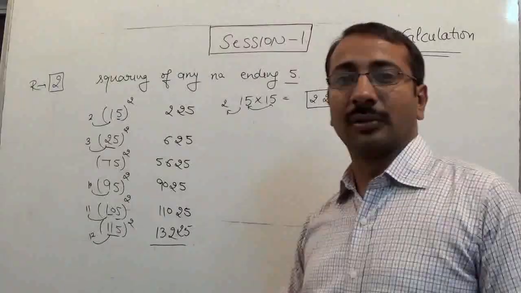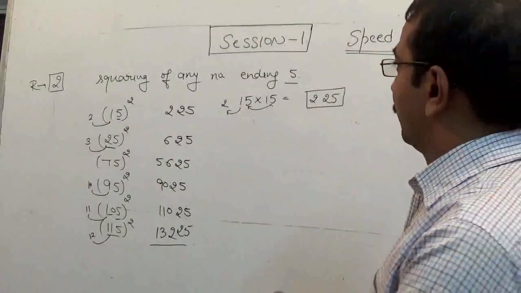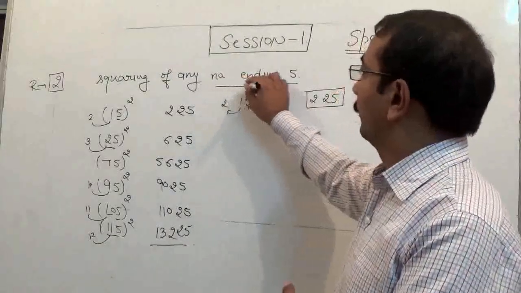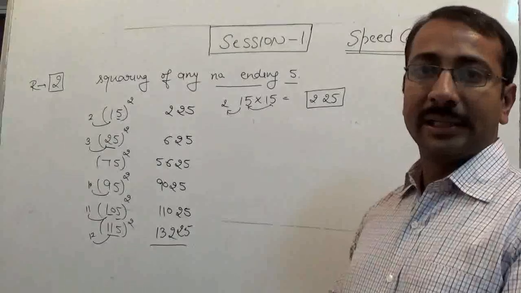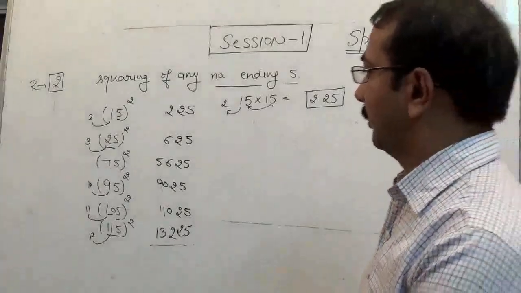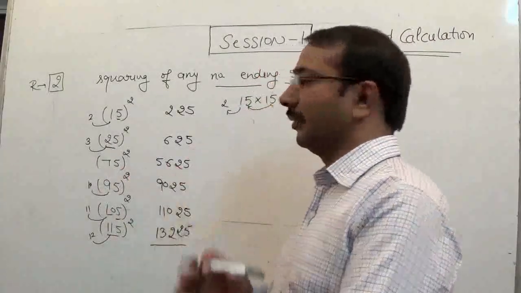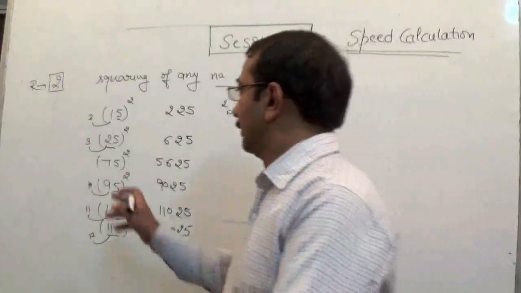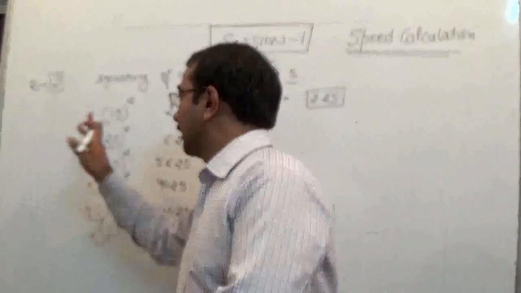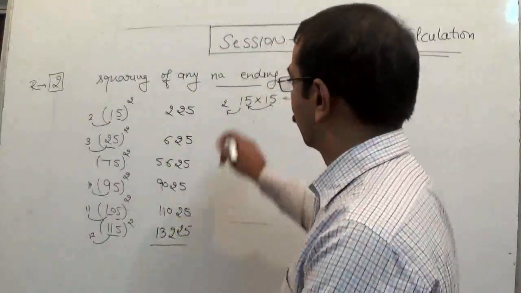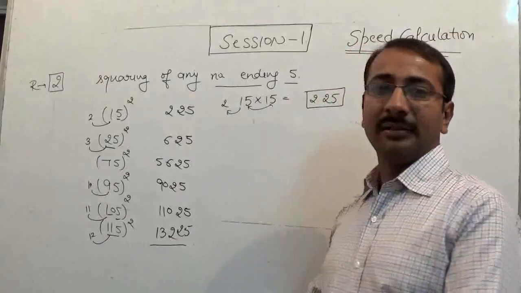That is rule number 2 that will state you, whenever you have to find the square of any number ending in 5, you are just expected to find the square of 5. This will be 25 and then multiply this number with its next integer and you will get the square of a number ending in 5.